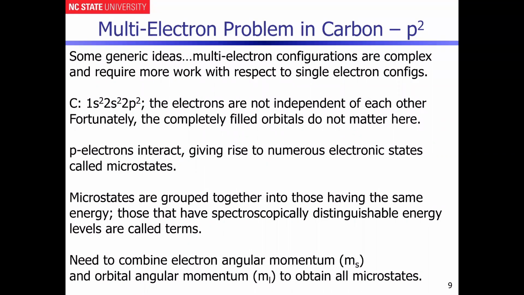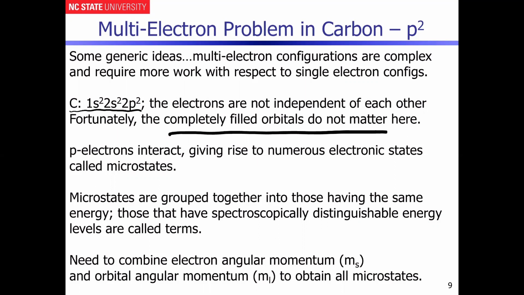So let's just talk about the multi-electron problem in carbon, which is basically, as you know, a 2p2 valence electron configuration. So as you know, we have to work this out in terms of carbon. Fortunately, you can basically ignore the 1s2 core electrons and the 2s2 valence electrons in carbon. The completely filled orbitals do not have any influence on this problem.